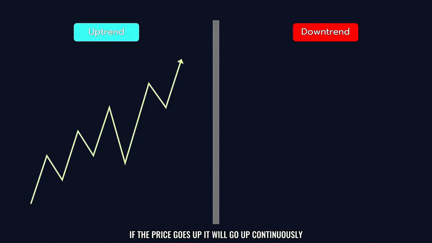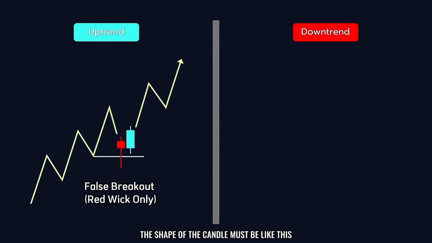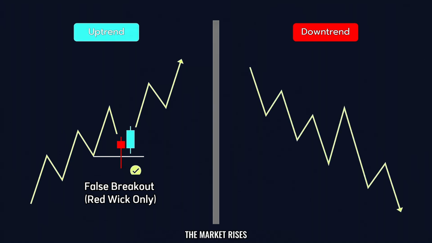If the price goes up, it will go up continuously. At the low point, there will be a trend that occurs all the way, right? At this point, there is a false breakout. The shape of the candle must be like this. The idea is that the false breakout candle must be only a red candle. The market rises, the false breakout candle must be only red.